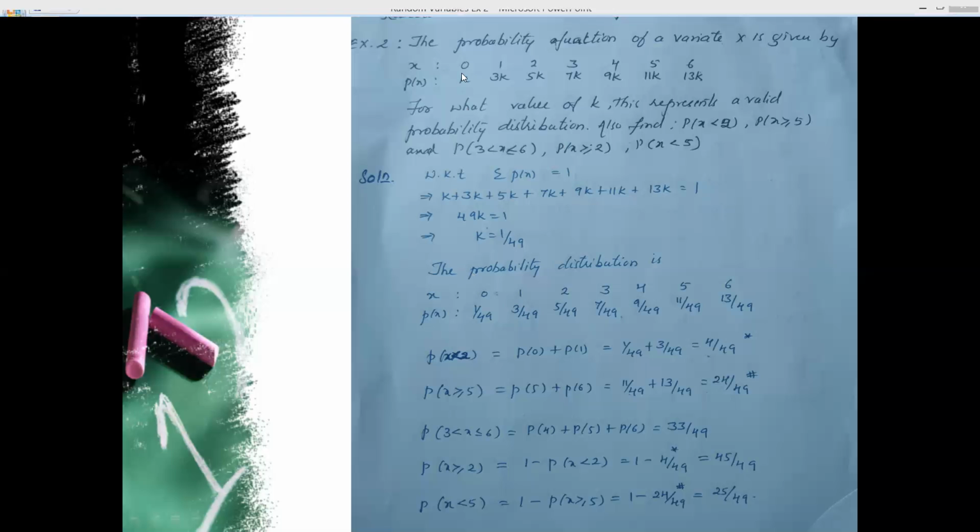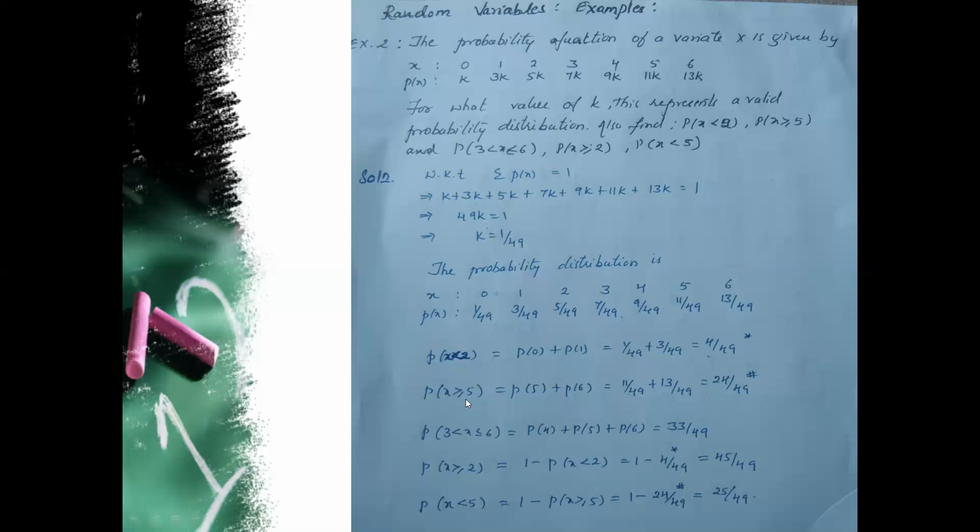Now we'll write the probability distribution once again. X values again 0 to 6, p of x, put k as 1 by 49 everywhere. So 1 by 49, 3 by 49, 5 by 49, and so on, we'll get 13 by 49. Now we need to find some probabilities here. The probability that x is less than 2. So x is less than 2 means it has to take the values 0 and 1. So we'll add p of 0 plus p of 1. Now p of 0 is 1 by 49, p of 1 is 3 by 49, just add them, it is 4 by 49.